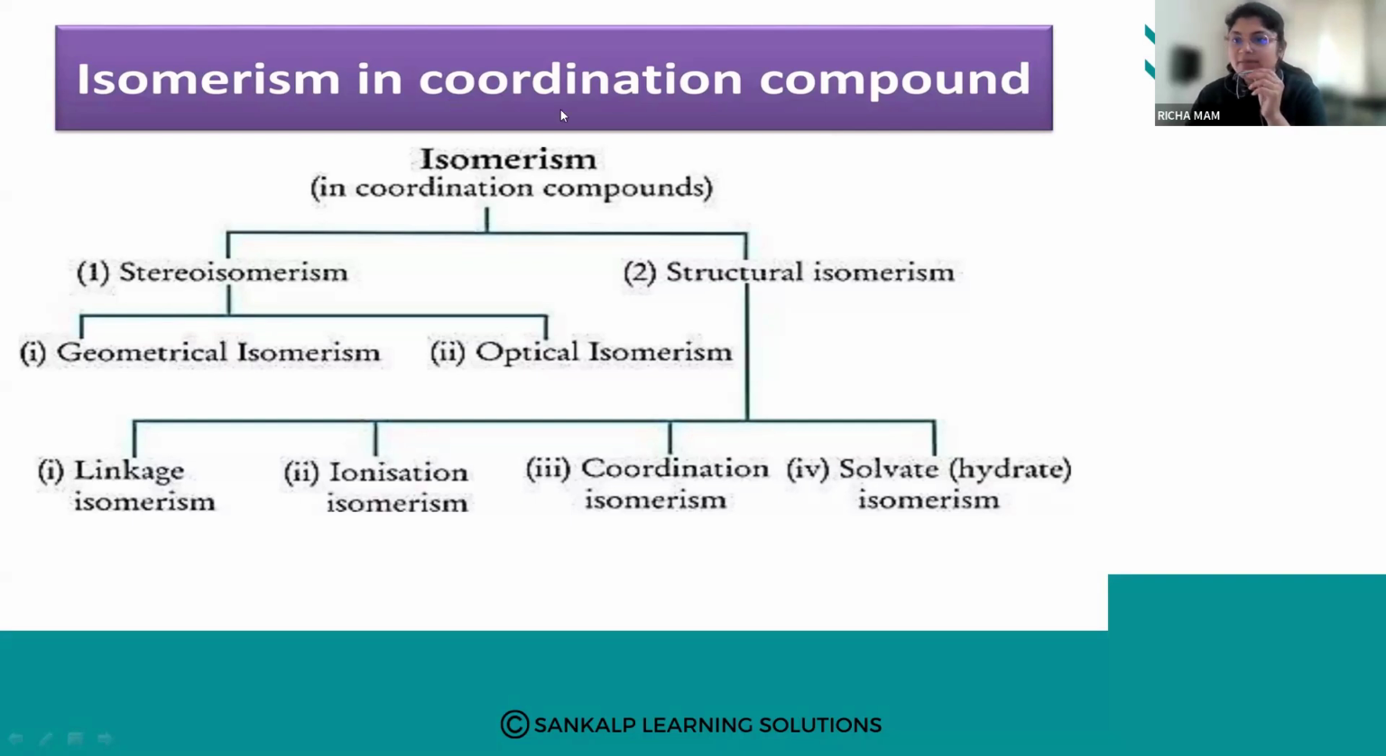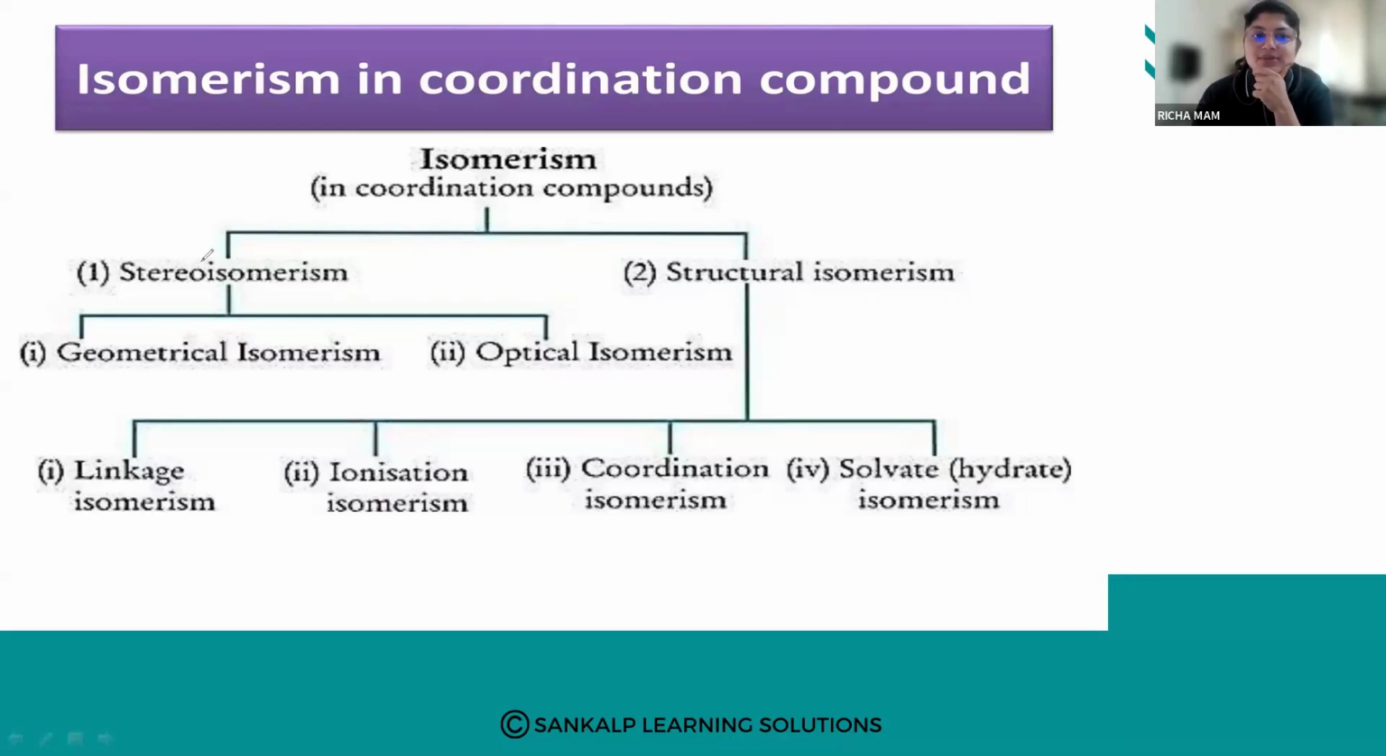So the formula is the same, only what differs is the arrangement of atoms. Because of the arrangement of atoms, their physical as well as chemical properties also change. They differ from each other and are called isomers, and the phenomenon is called isomerism. Okay, fine. So this is about isomerism.